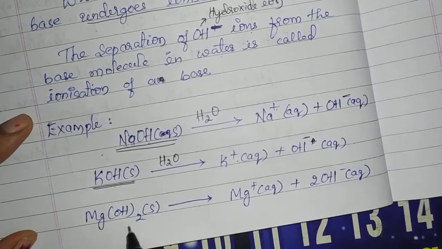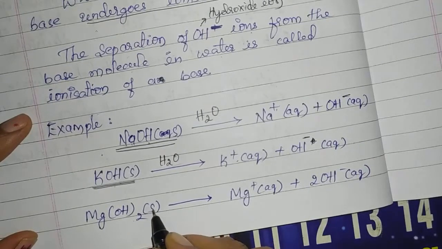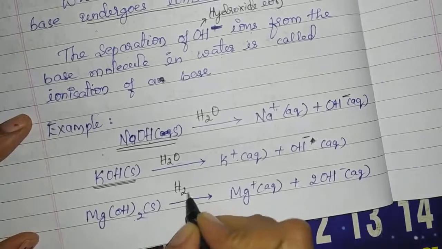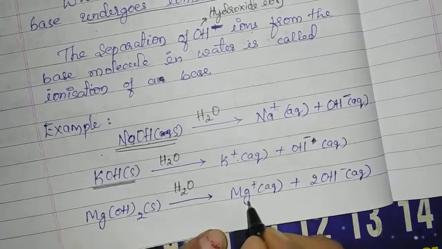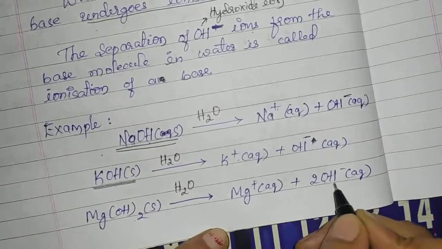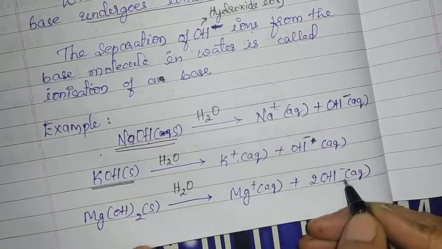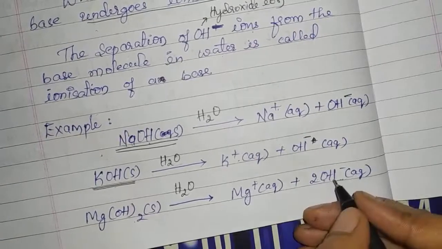This is magnesium hydroxide. Again it is a solid. When it is added to water and dissolved, it ionizes into magnesium cation and hydroxide ion. Here two hydroxide ions are released because the magnesium hydroxide molecule has two OH groups. Therefore two hydroxide ions are released.